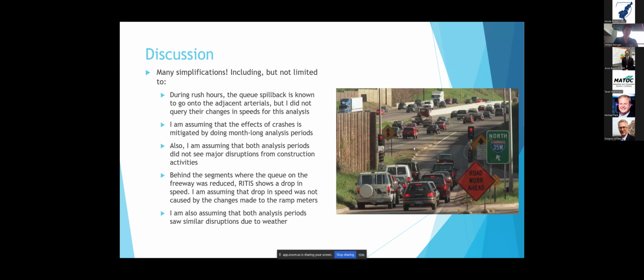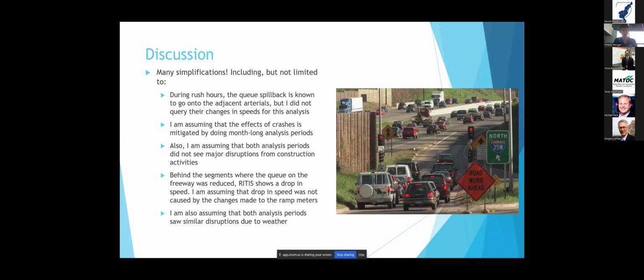I am also assuming that the effects of crashes is mitigated by doing month-long analysis periods, but it is possible that the crash rate in October of 25 was less than the crash rate of October of 24. Also, I'm assuming that both analysis periods did not see major disruptions from construction activities, which I cannot be 100% sure of.